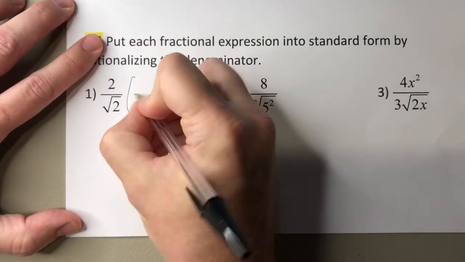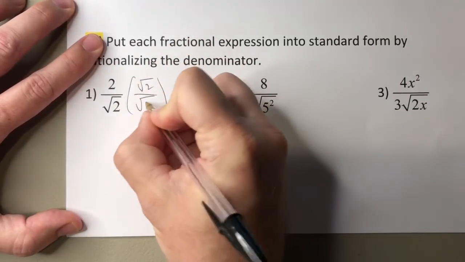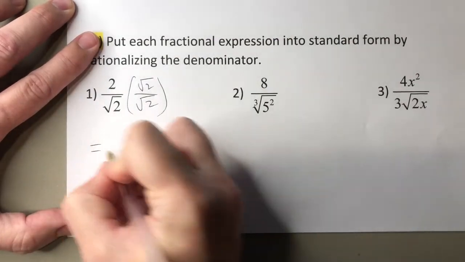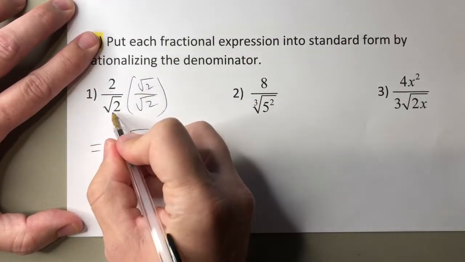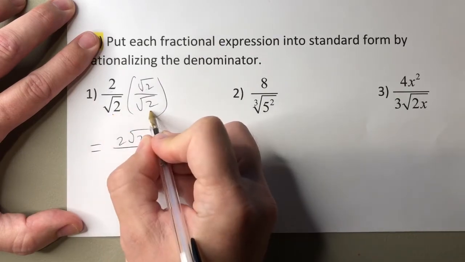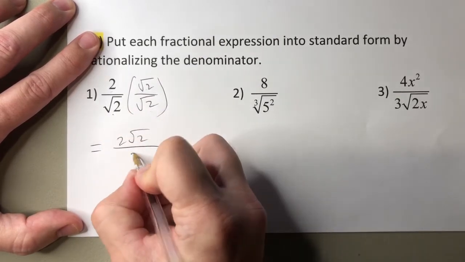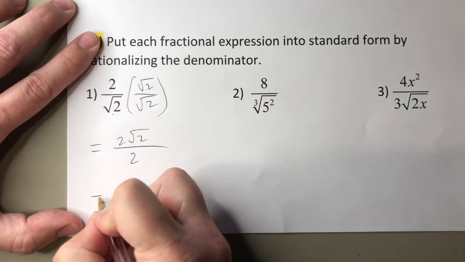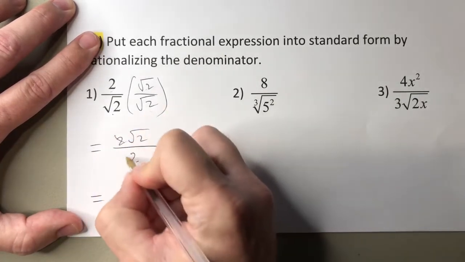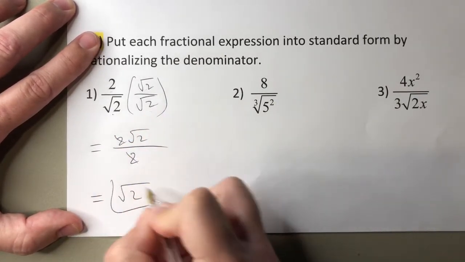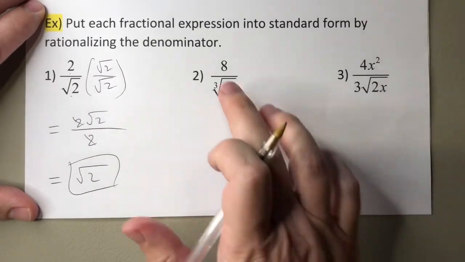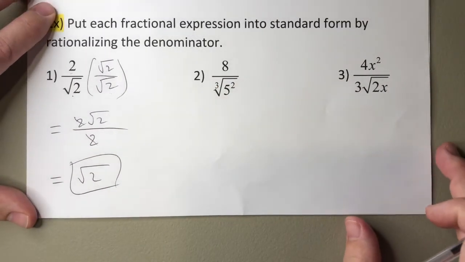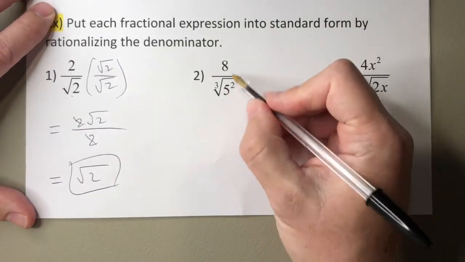This one's going to be a piece of cake. If you multiply the top and the bottom by square root of 2, what do you get? 2 times radical 2. And then what's square root of 2 times square root of 2? Same as square root of 4, or just 2. And if you can simplify further, go ahead and do so. So the 2's cancel, and you're left with radical 2. Simplest radical form.